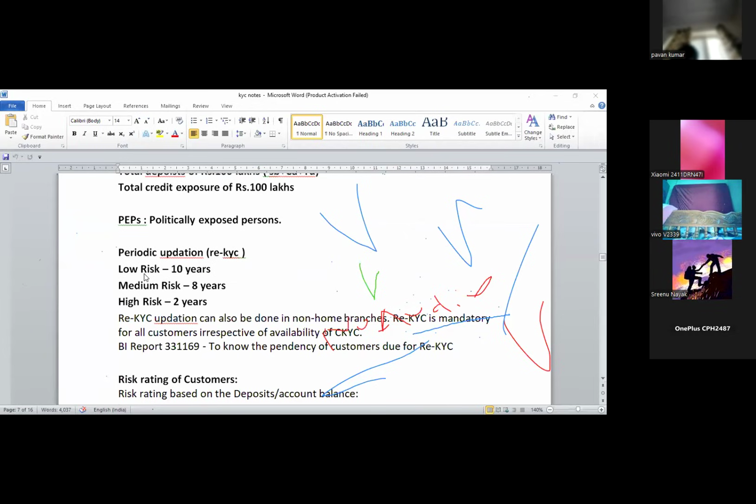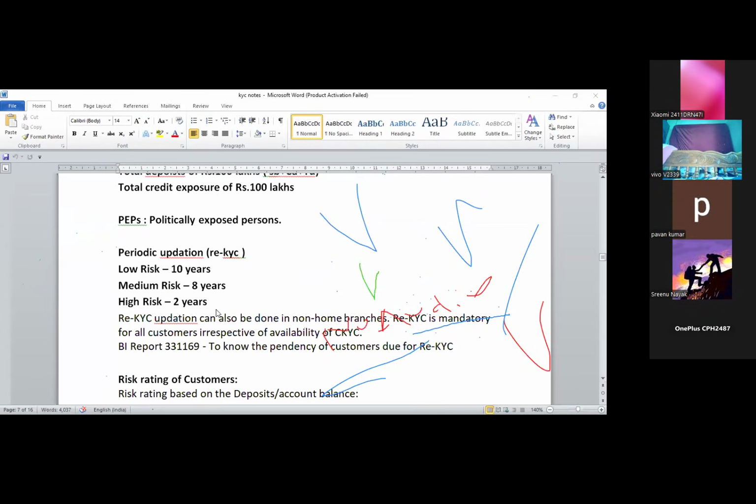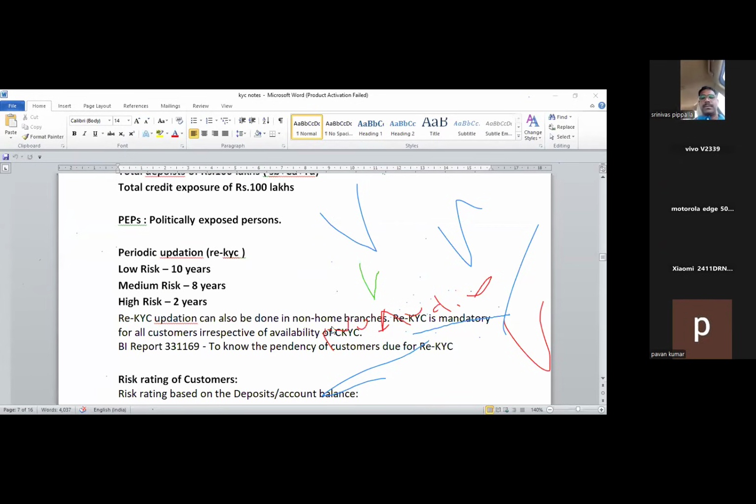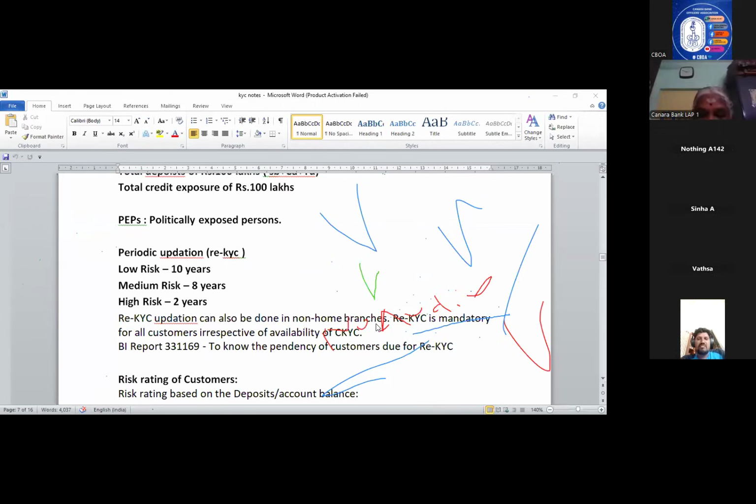Periodic updation of KYC is done as follows. For low risk, it is once in 10 years. For medium risk, it is once in 8 years. For high risk, it is once in 2 years. KYC updation, now I think it is happening in branches. Everybody will be undergoing this. KYC updation can also be done in non-home branches. It is not necessary that it should be done in the original branch. It can be done in any branch.